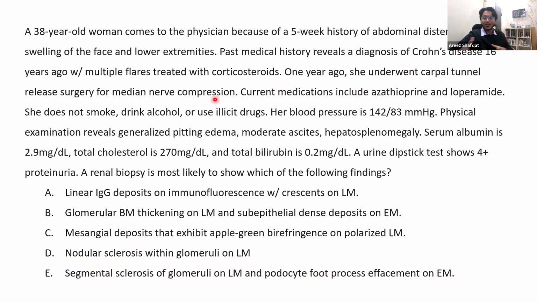Another thing which hints you towards amyloidosis is that this patient underwent carpal tunnel release surgery. Because amyloid is infiltrating not only the kidney but also other tissues, they can have carpal tunnel syndrome, they can have enlargement of the tongue as well, all right? The chronic inflammatory disease associated with nephrotic syndrome equals amyloidosis.